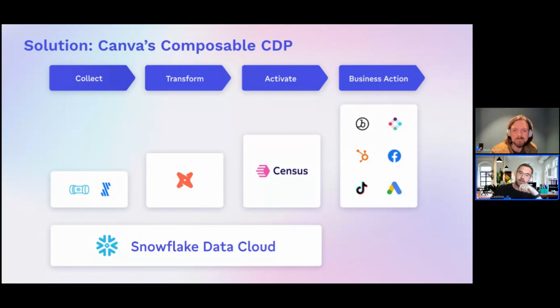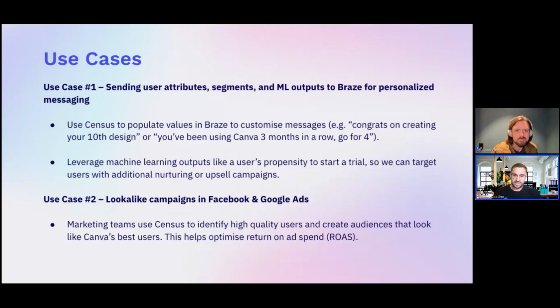Yeah, sure. So Braze is our CRM platform. We use Braze to send our emails, our push notifications, and our in-product dialogues. We're sending things like audiences, user attributes, and the outputs of machine learning models from our warehouse via Census into Braze. And that allows us to create really bespoke and targeted messaging. I think we're going to talk a little bit about specific use cases in a second, but that's what we do with Braze.